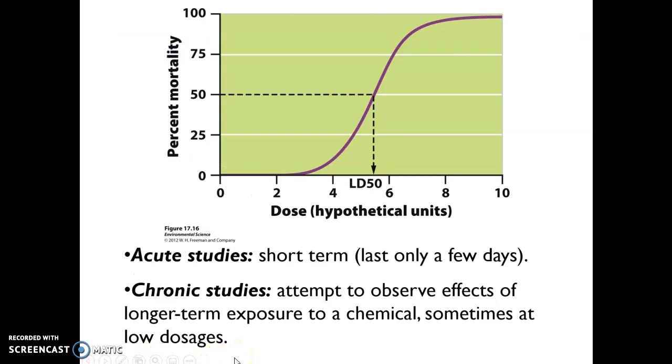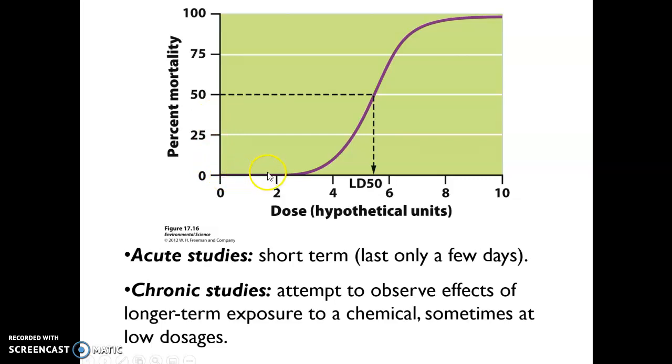Okay, so here we are looking at a hypothetical graph of a hypothetical chemical and its lethal dose 50. You can see that going across the x-axis, we have the dose increasing from 0 to 4, 6, 8 to 10 units. And going on the y-axis, we have the percent of mortality, or the percent of test organisms that die. And you can see that it's an S-shaped curve.